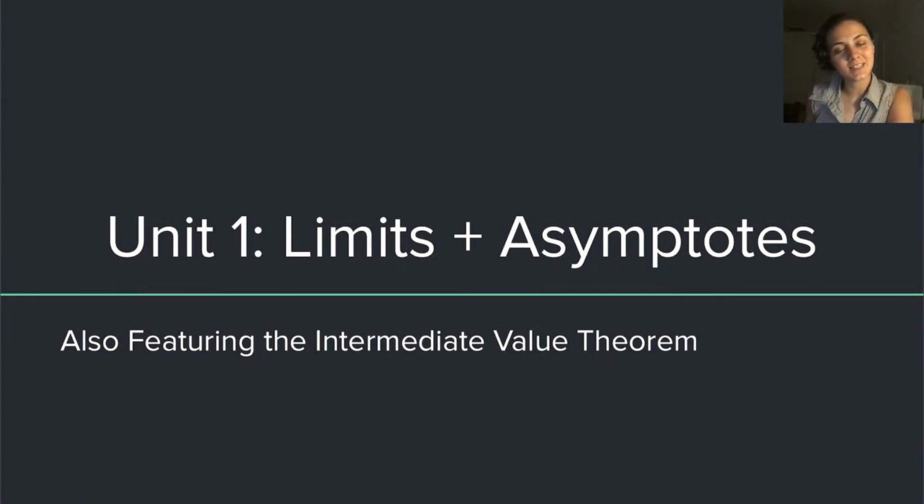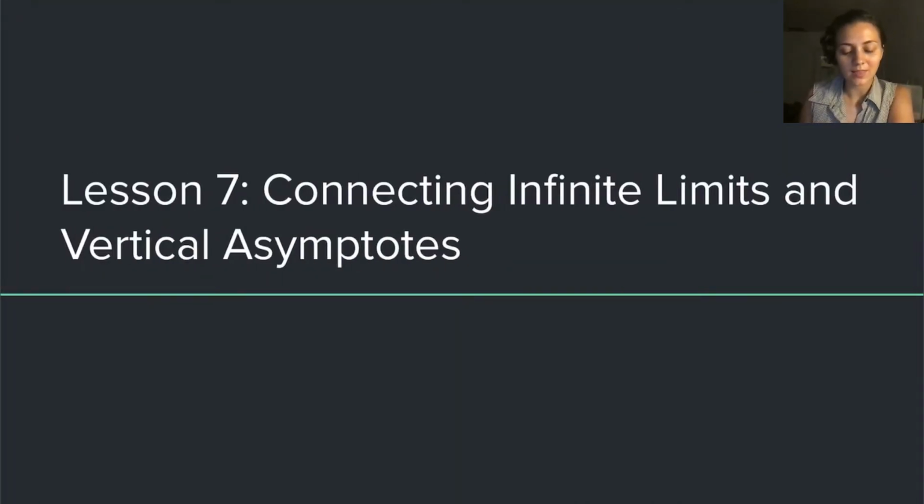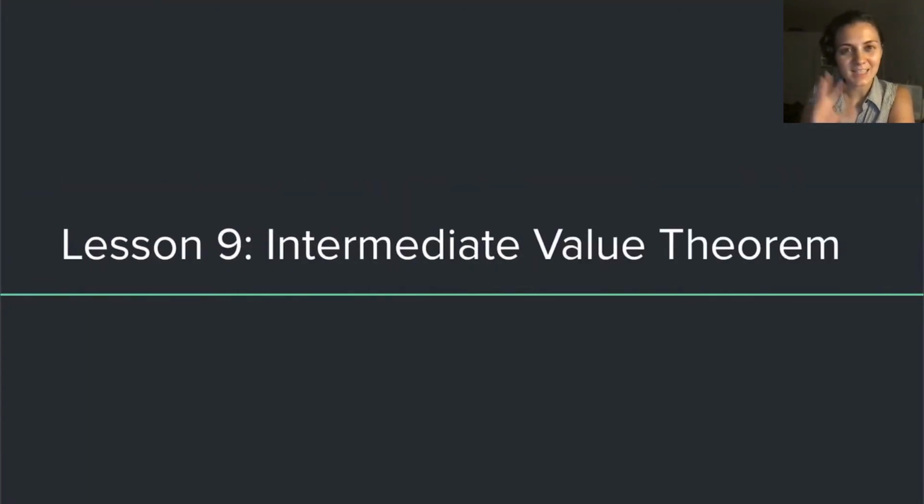Hello calculus students! Today we are starting our final lesson of Unit 1. Our current learning target is limits and asymptotes, and the last two lessons have been really similar and a clear connection between limits and asymptotes. This lesson is sort of a standalone lesson, still a very important idea, but it's not as related to the other topics in the learning target. But here's our very last lesson of Unit 1, which is the intermediate value theorem.